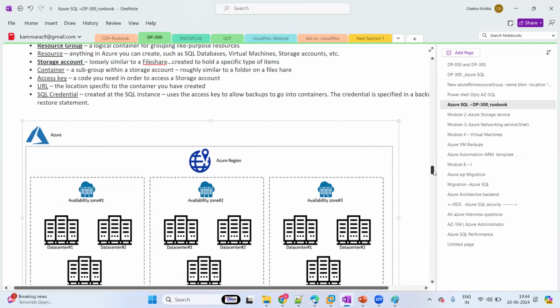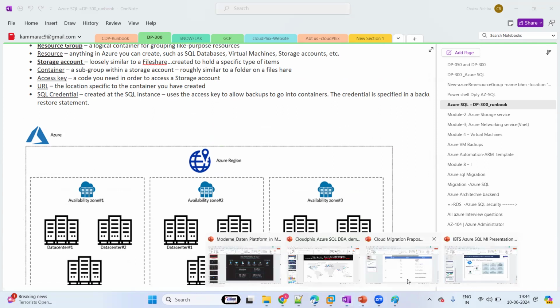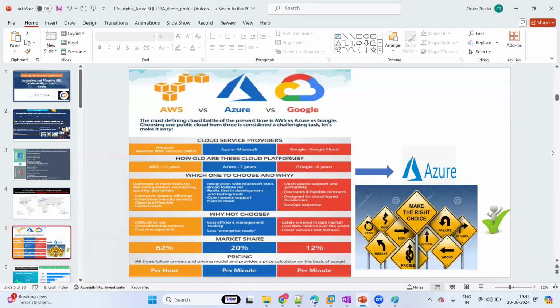When you are clear module wise, it will be easy to understand. As of now, there is a high level infrastructure Microsoft is going to maintain. There are regions, 60 regions, and 120 active data centers they are going to maintain. So let's jump into why we should go for Azure.